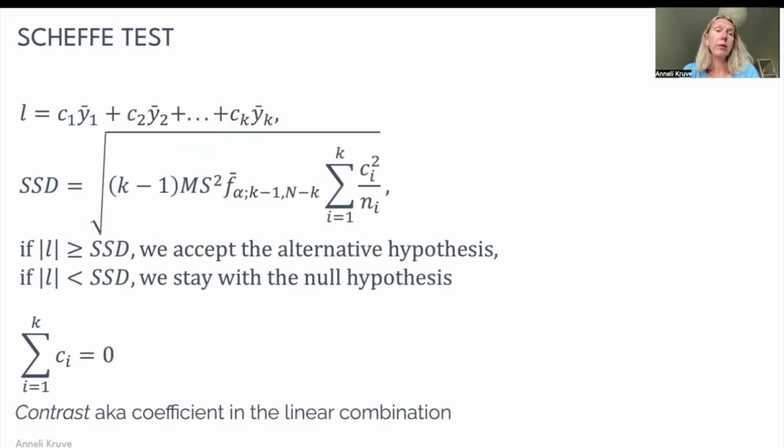Or there is a Scheffé test, which takes as a starting point the linear combination of the means. So the y1, y2, and so on here are the means on the individual factor levels. And it tests the linear combination of these factor levels, where C1, C2, and so on are coefficients in this linear combination. And with this, it is basically observing one variance caused by the factor levels in comparison to the experimental variance, and then makes use of the F distribution again.